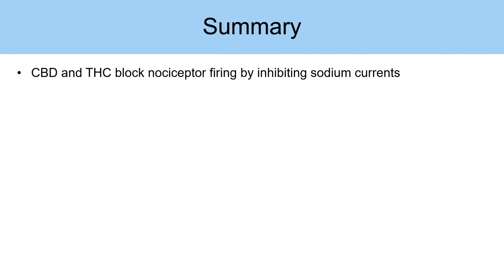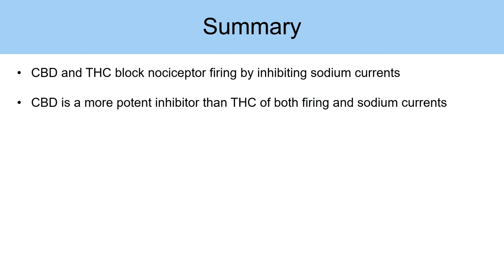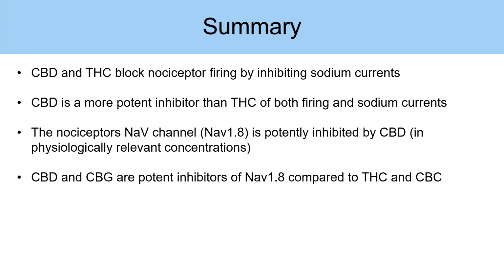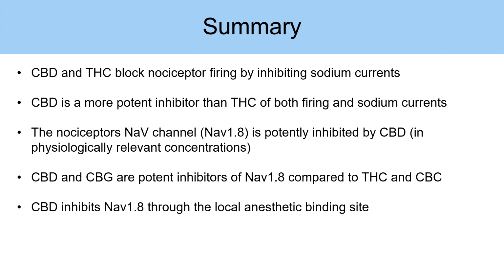So, to summarize, CBD and THC block nociceptor firing by inhibiting sodium currents. CBD is a more potent inhibitor than THC of both firing and sodium currents. The nociceptor's NaV channel, NaV 1.8, is potently inhibited by CBD. CBD and CBG are potent inhibitors of NaV 1.8 compared to THC and CBC. And the last point, CBD inhibits NaV 1.8 through the local anesthetic binding site.